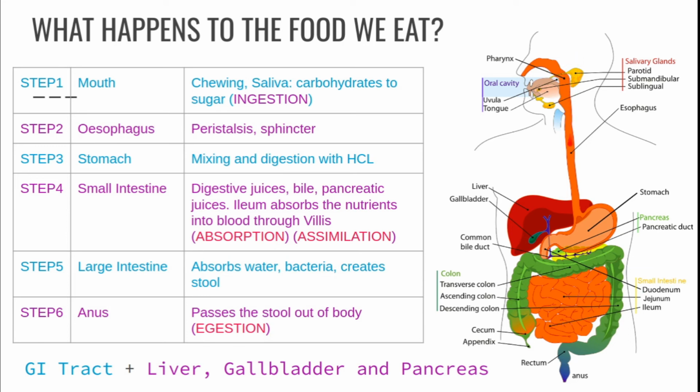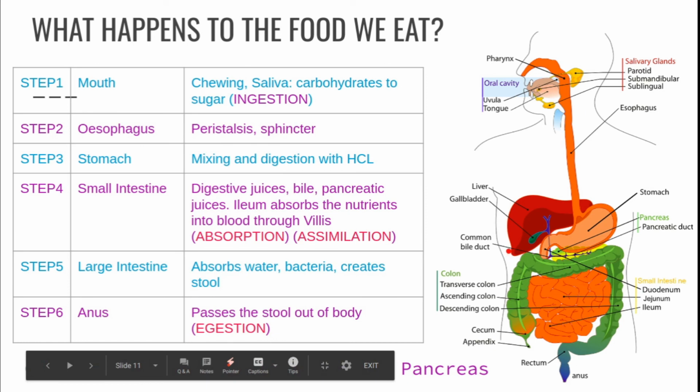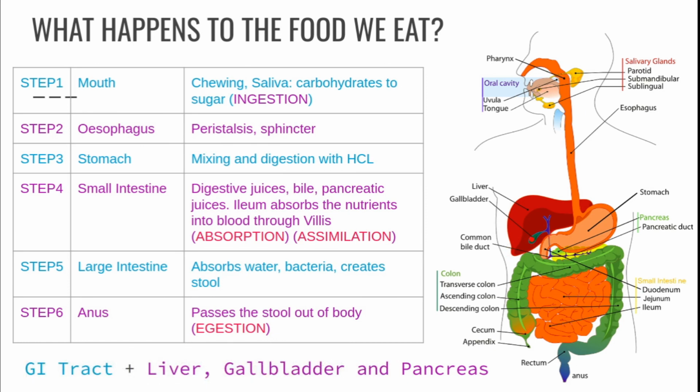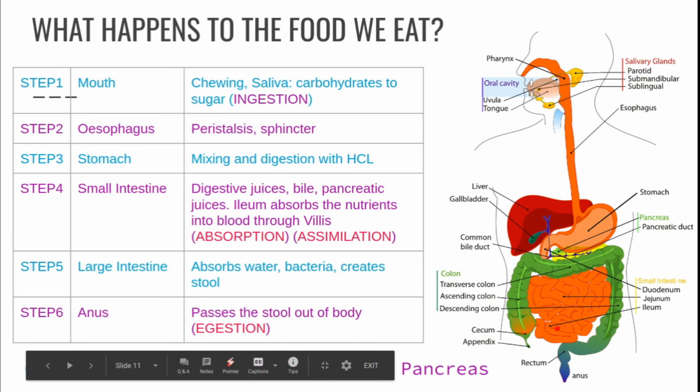Once it reaches the stomach, the stomach mixes it with the hydrochloric acid and churns the food, and after that it passes to the small intestine, where the other organs also secrete juices. For example, the gallbladder pumps in the bile, the pancreas pumps in the pancreatic juices, and the small intestine also secretes its own juices. And finally, at the end of the small intestine, these simpler substances are absorbed by the blood, and this process is called absorption.